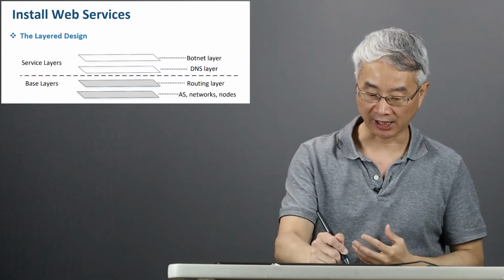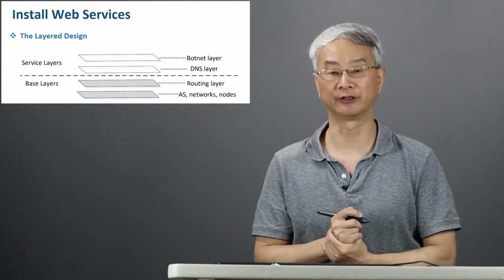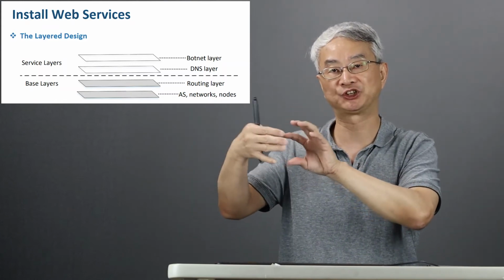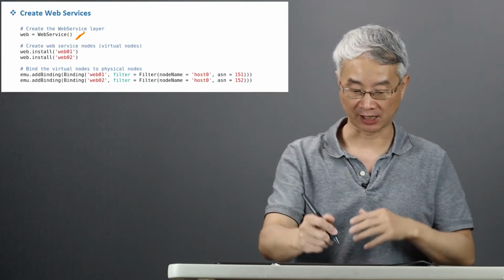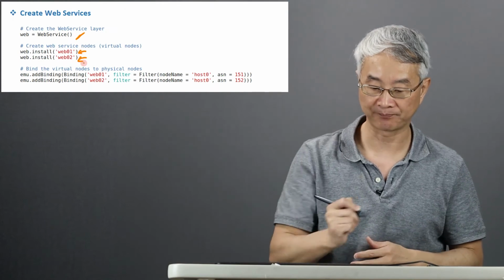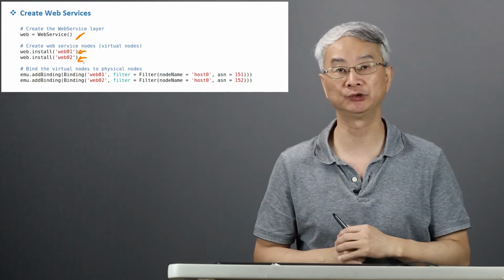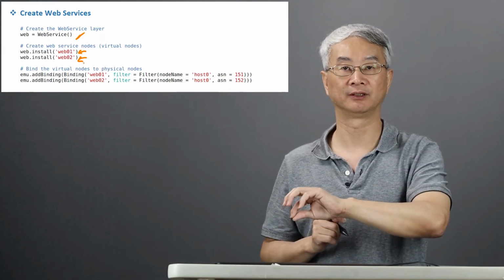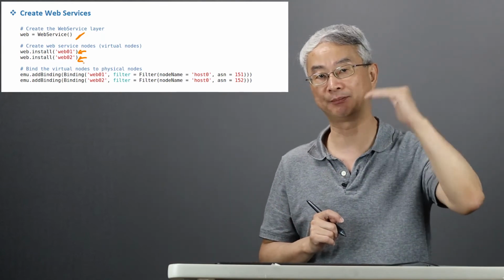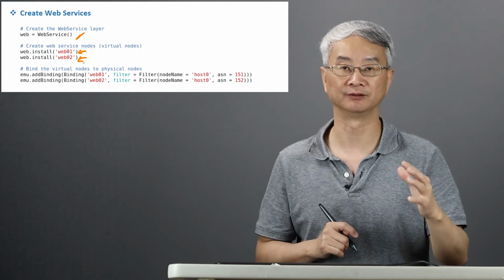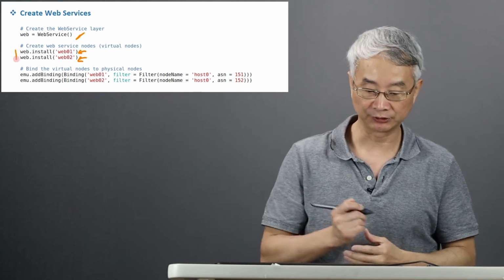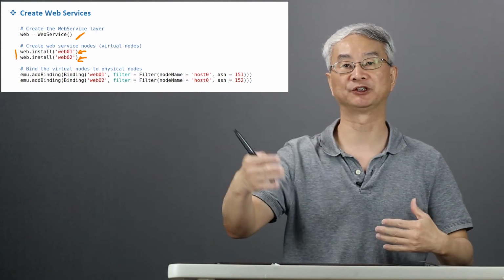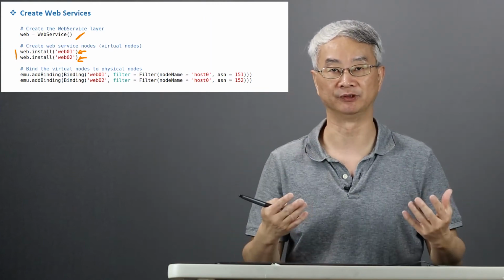Here I'm creating a web service layer, and then I'm going to install the web service in this layer. I'm going to install two web servers, web 01 and web 02. These are virtual nodes, not physical nodes. Anything at this upper layer is a virtual node. Now I am going to create this. Internally, we're going to install the web server and initialize it for you.